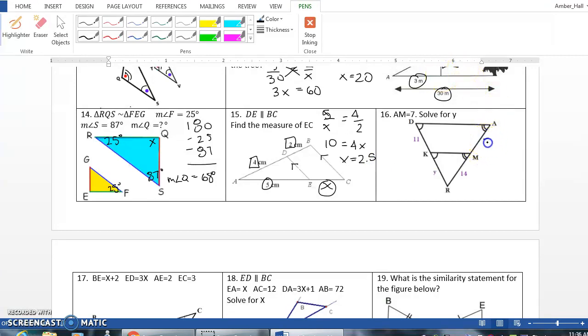AM is 7. Solve for y. It's the same exact thing as problem 15. Y and 11, 14, and 7. Y over 11 equals 14 over 7. Cross multiply, 7y equals 154. Y equals 22.